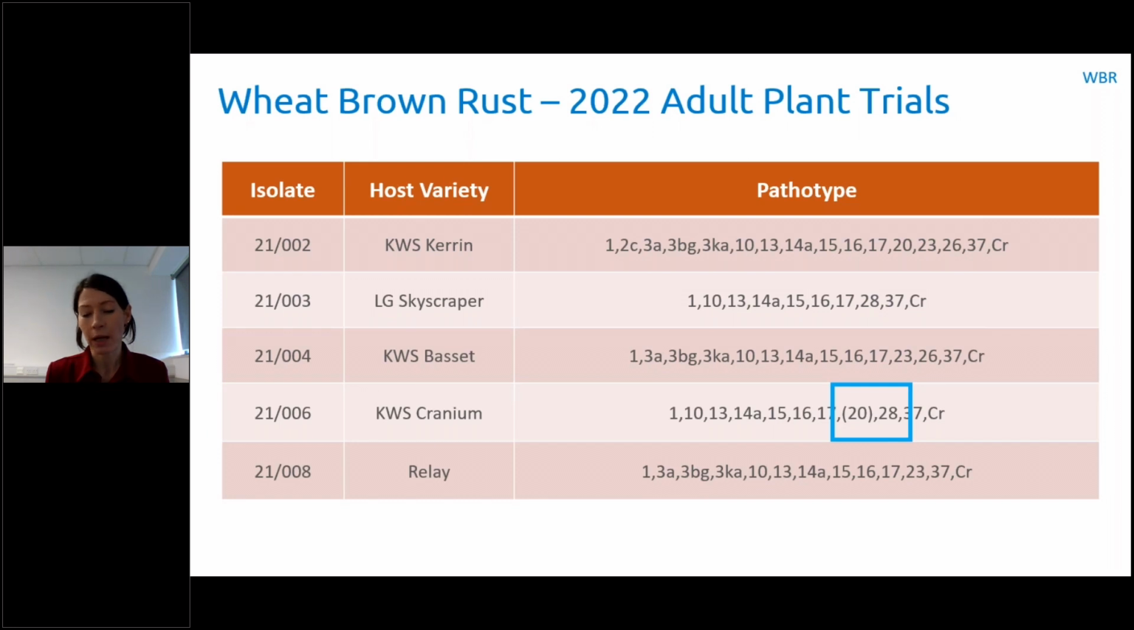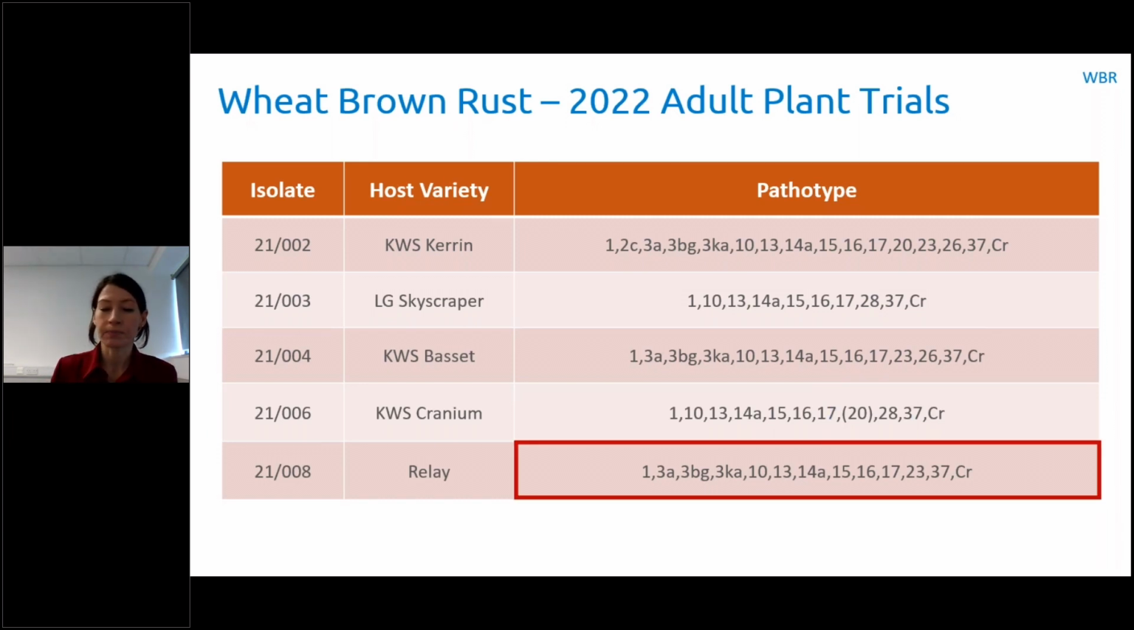Again, 20 is in brackets because it didn't infect all of the differentials that we have for LR20, but pretty sure it does carry LR20. It was the only sample we had in from Lincolnshire as well, so we selected that one. And we selected 21008 from Relay, and that was a new pathotype in 2021.